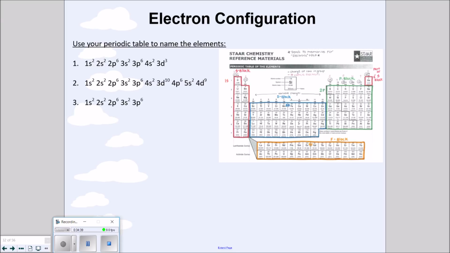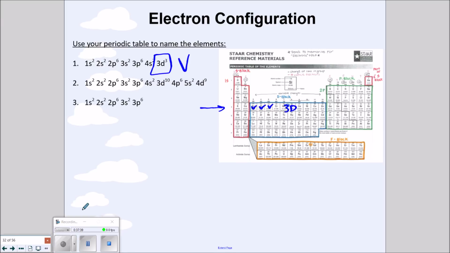All you have to look at is the ending of the electron configuration. In this case, we end with 3d3. Note that the D block starts one off from the period number. Therefore, we are at 3d and we have to go 3 times: 1, 2, 3. The element name is vanadium.